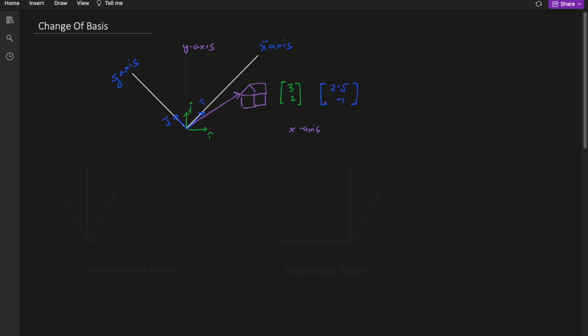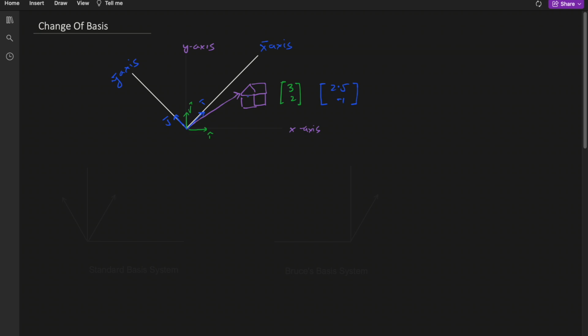So you see, you change the basis set, or coordinate system. For now we can use them interchangeably. You change the coordinate system, but the location of the house doesn't change. The physical location of the house is still the same, and even in this case, the vector pointing to the house remains the same.